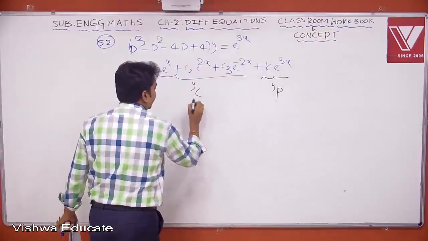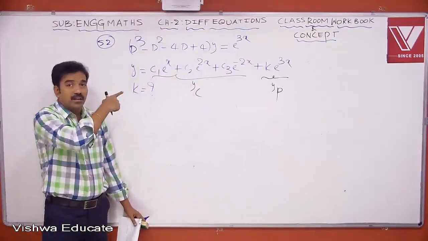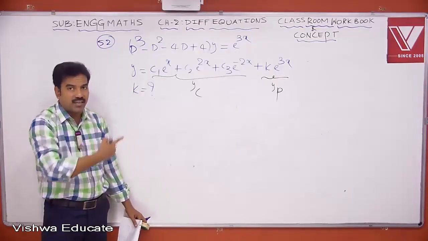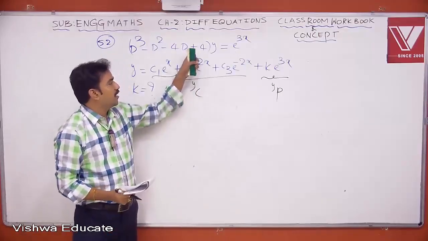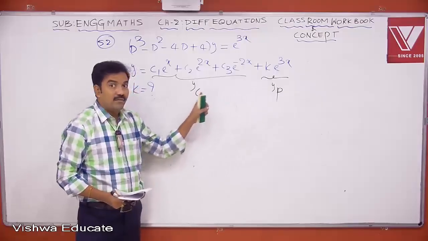Now, in place of yc, they may ask you this question directly like this: if the particular integral of this equation is k times e^(3x), then what is k? They may ask you like this. But why did they give us yc?